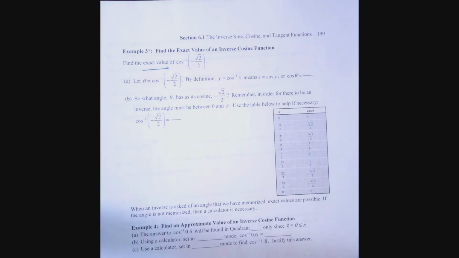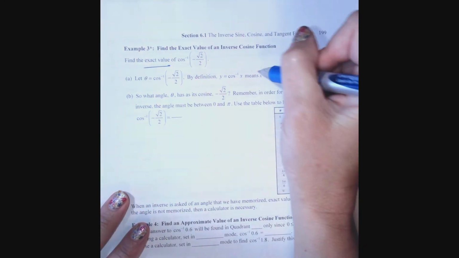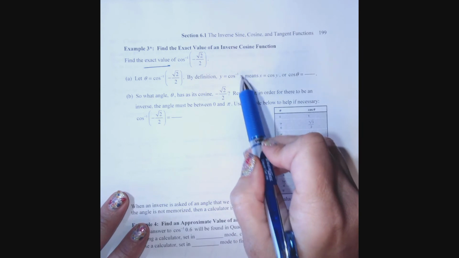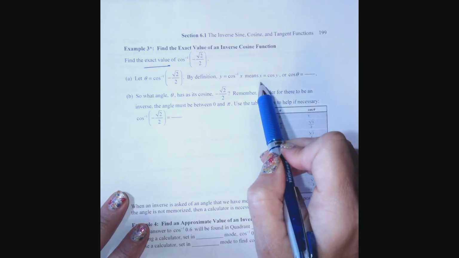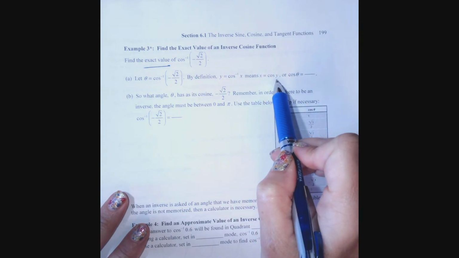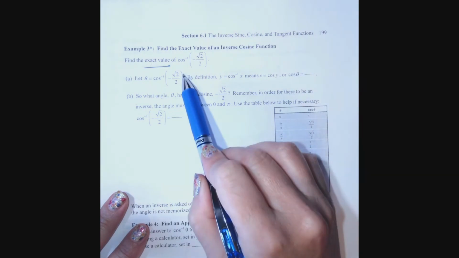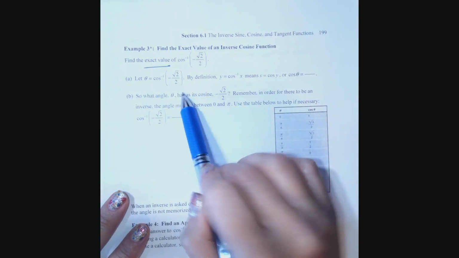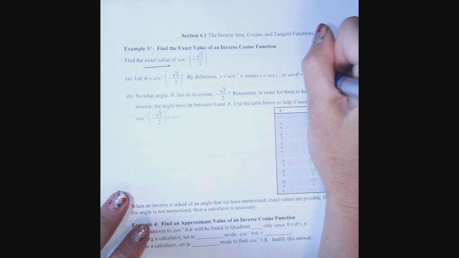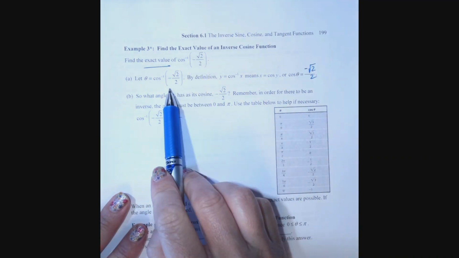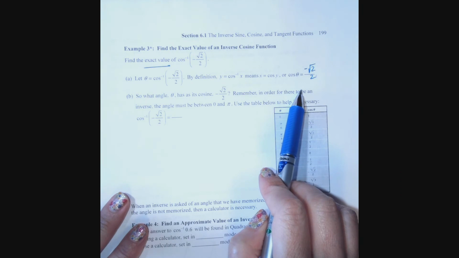Finding the exact value. When I see exact value, I expect a special angle on my unit circle, so I can reference that, not my calculator. By definition, y equals cosine inverse x means x equals cosine y, or what I'm actually saying here is I want the angle whose cosine function value is negative square root 2 over 2, because that's what I was given. What's the angle theta whose cosine function value is a negative square root 2 over 2?